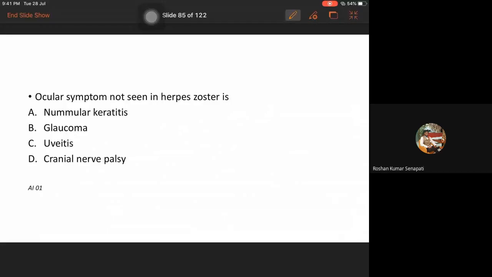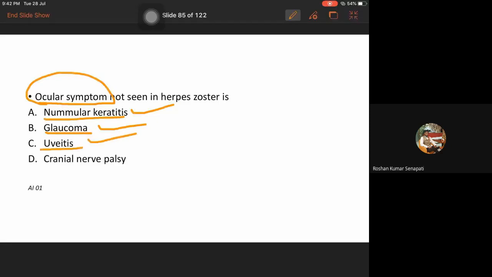Glaucoma. Roshan, listen here. See, I told you, right? Nuvular keratitis is a common presentation. The question is very simple: what are the ocular symptoms? Glaucoma again is an ocular problem. Uveitis again is an ocular problem.